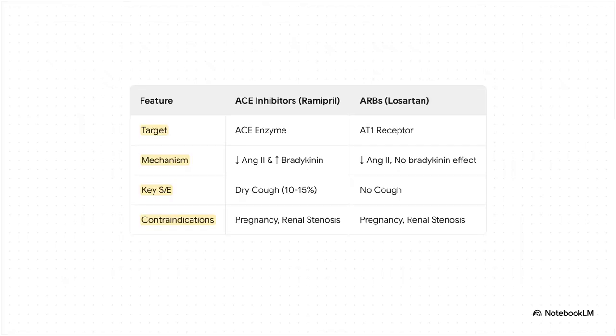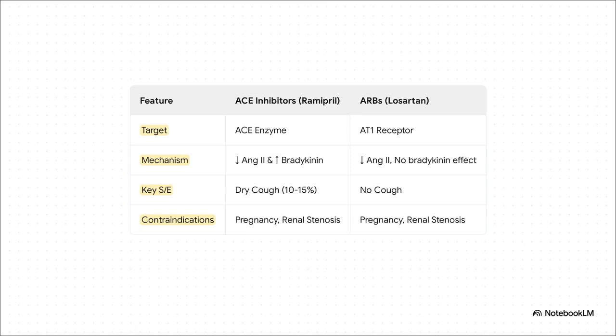All right, let's talk about the RAS system. This table perfectly contrasts ACE inhibitors and ARBs. And the million-dollar question always comes down to that side effect, the cough. Here's what's happening. ACE inhibitors block the enzyme that makes angiotensin II, but that same enzyme also gets rid of a substance called bradykinin. So when you block the enzyme, bradykinin builds up, and that's what causes that nagging, dry cough in about 10 to 15% of people.